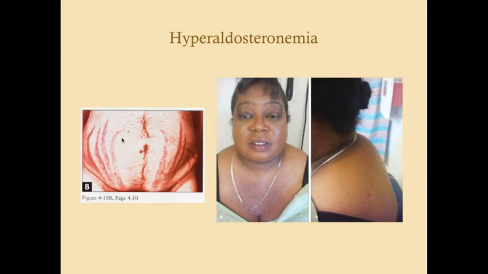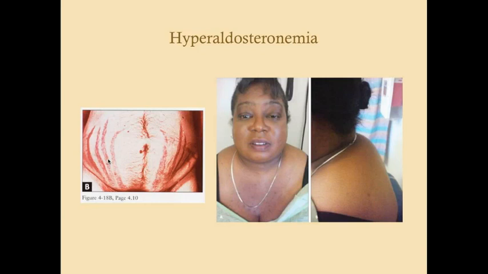Either way, it's good to know that striae are associated with hyperaldosteronemia, because you're going to see this if you have a patient with Cushing's disease. You're going to see this to one degree or another. This is almost present in all of the patients that have this.